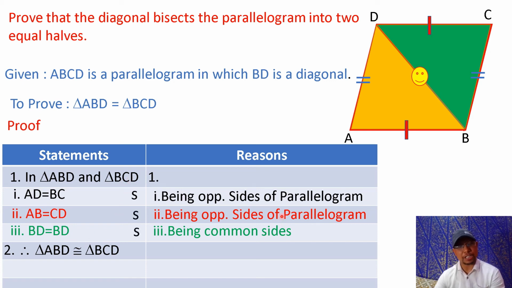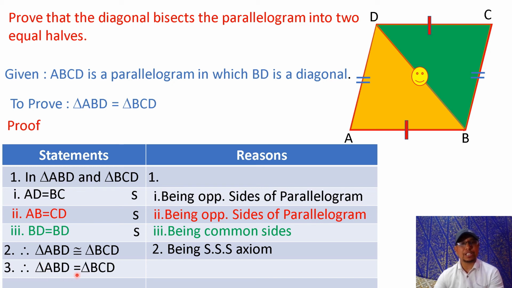Okay students, now the reason is very easy because we have all sides equal. If all sides are equal, then we can easily say it is by the SSS axiom. Now you see here we have shown the two triangles are congruent. As I have already told you, if two triangles are congruent, then their areas are always equal. Therefore, in five, we can say the area of triangle ABD equals the area of triangle BCD. The reason is congruent triangles: if triangles are congruent, their areas are always equal.